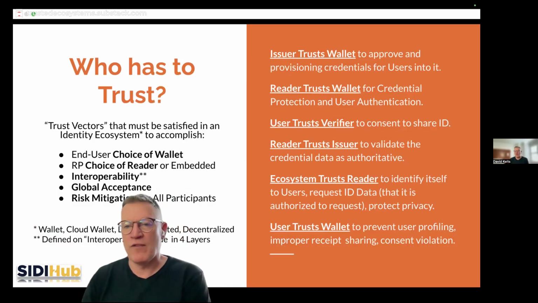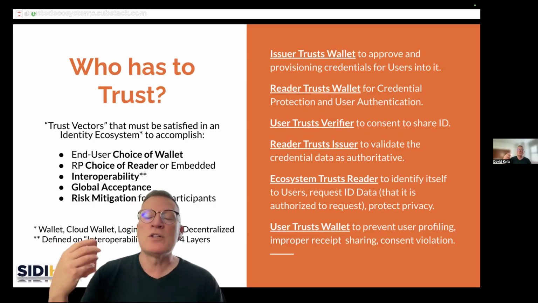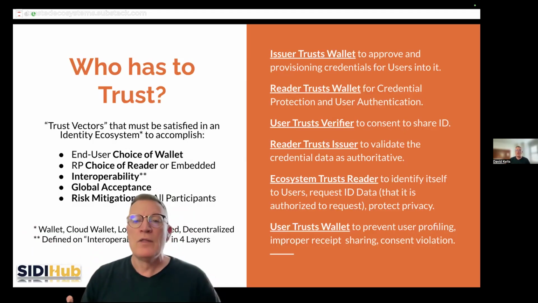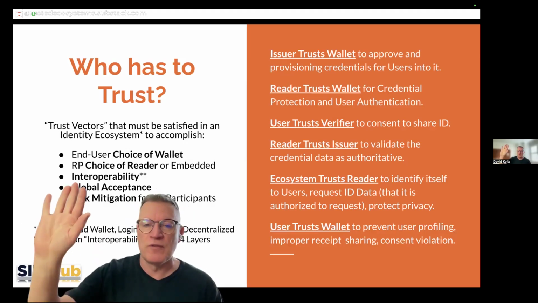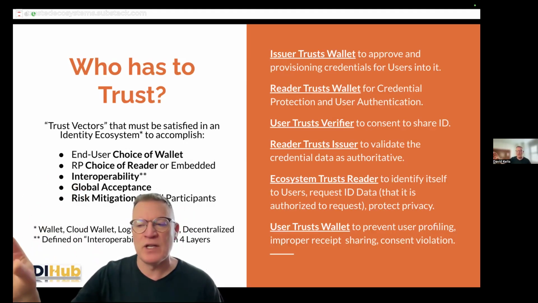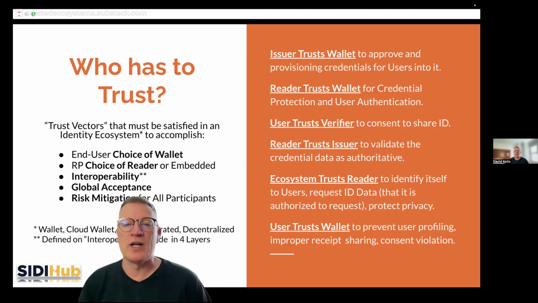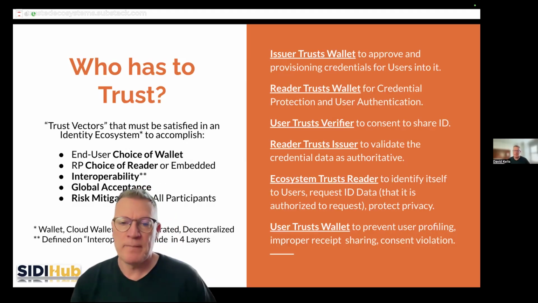The user trusting the verifier, right? In order to consent and share ID, in order to get a receipt back, essentially, from that verifier, from that reader device. The reader trusts the issuer. As I mentioned before, this is the VICAL trust list that we have in the United States, and there's other mechanisms that are used to communicate that trust so that the reader can check the data as authoritative and unchanged.